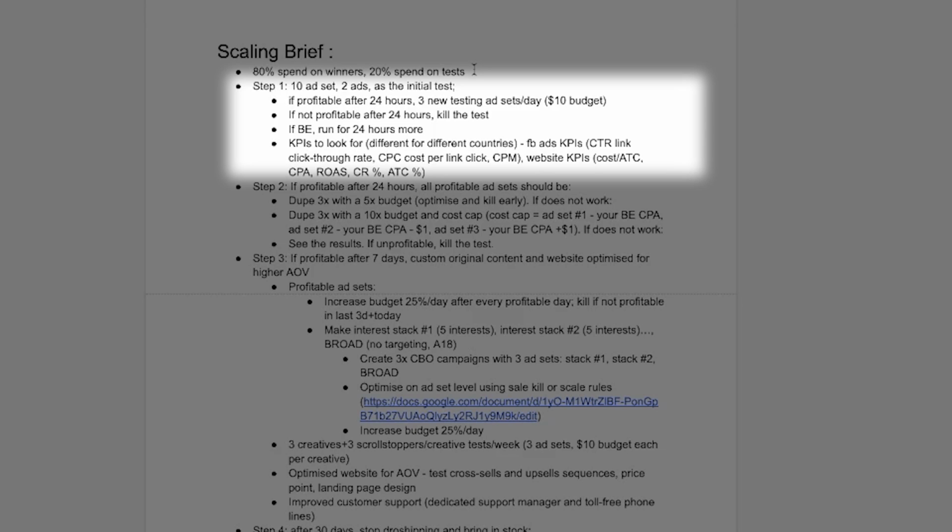KPIs to look for, and it will be different for different countries. Click-through rate, link click-through rate, CPC, cost per link click. We're looking at CPM, and then website KPIs like cost per add to cart, CPA, ROAS, conversion percentage, and add to cart percentage.